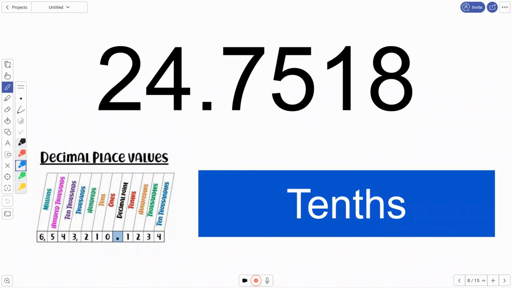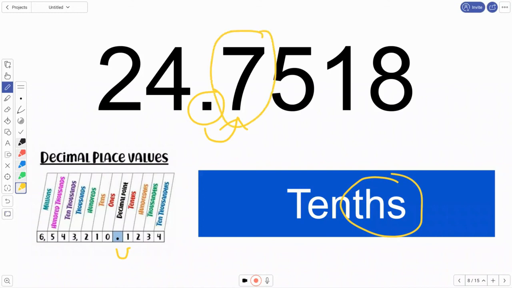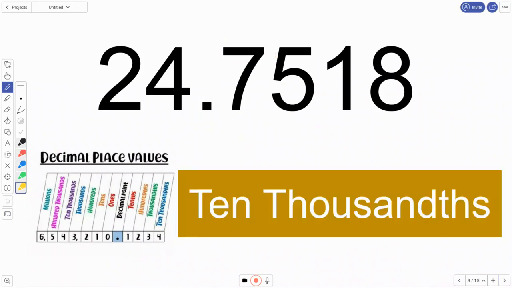All right, here's another one. I see that TH at the end. That tells me it's a decimal. Now we're working with tenths. If I look at my chart, I see that tenths is just 1 spot after the decimal. There's the decimal. Looking 1 spot after the decimal gets me a 7. So what digit is in the tenths place? The 7 is.